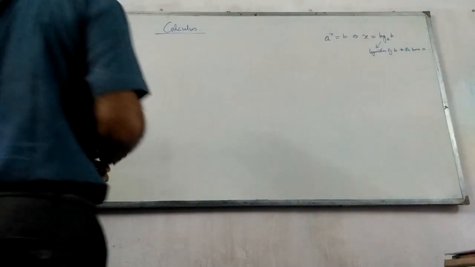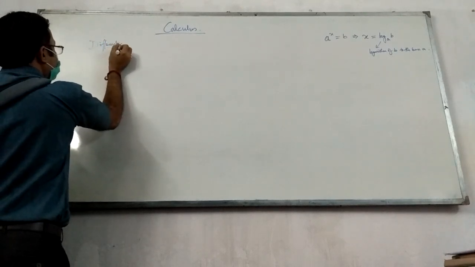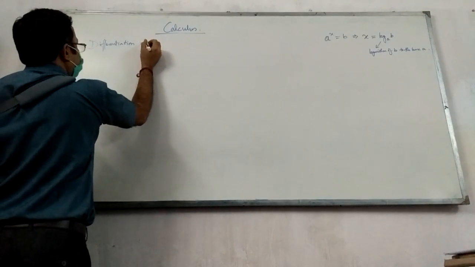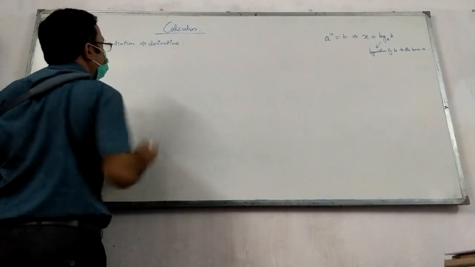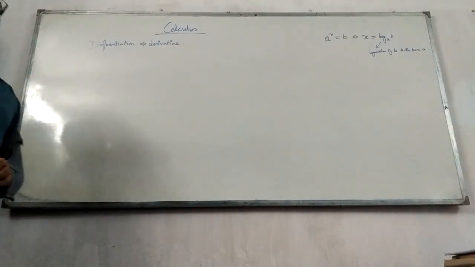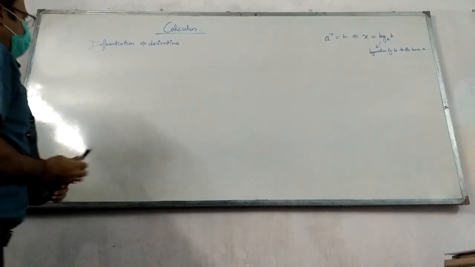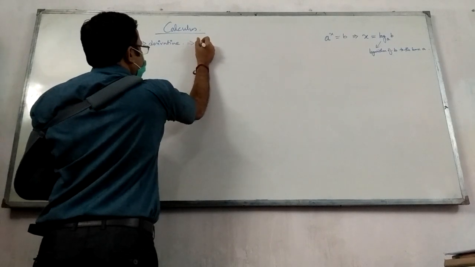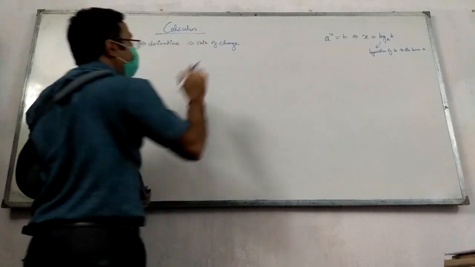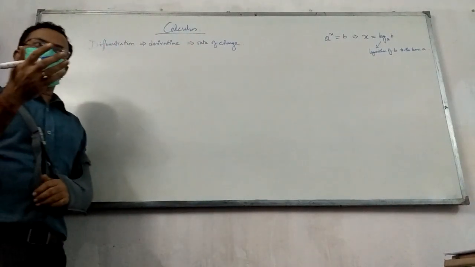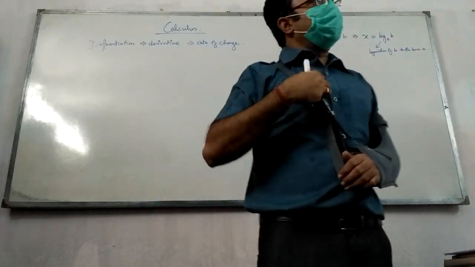Okay. Now we are starting off with differentiation. So what is differentiation? It's also called derivative. Differentiation is also called derivative. It's a very simple thing. The meaning of derivative is rate of change. So anywhere, if you want to find out the rate of change of one variable with respect to another, you have to use derivative. Anywhere.